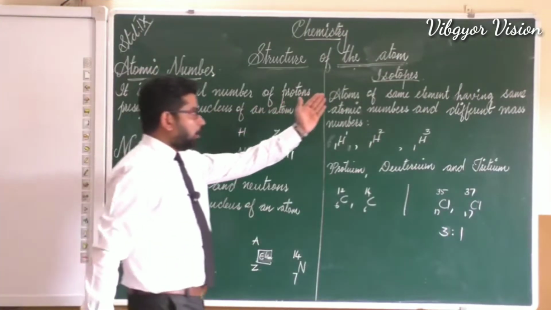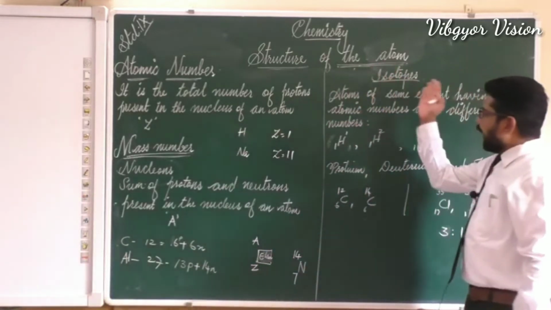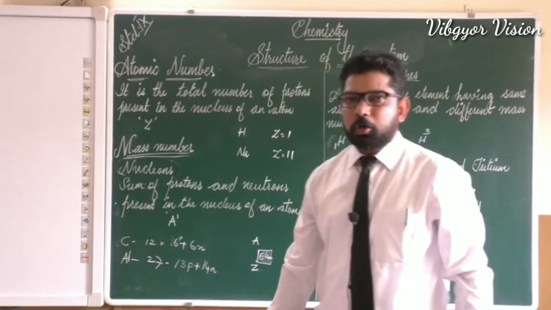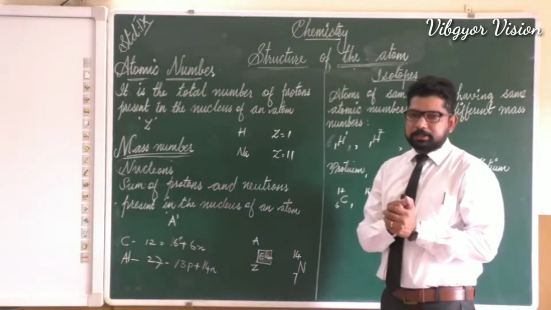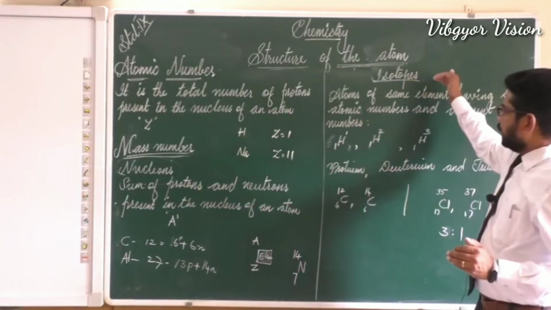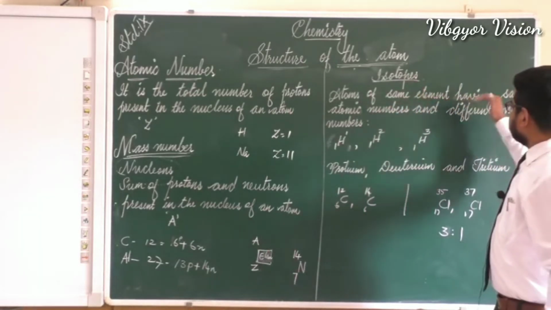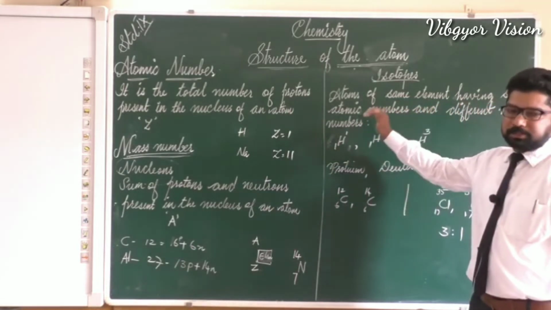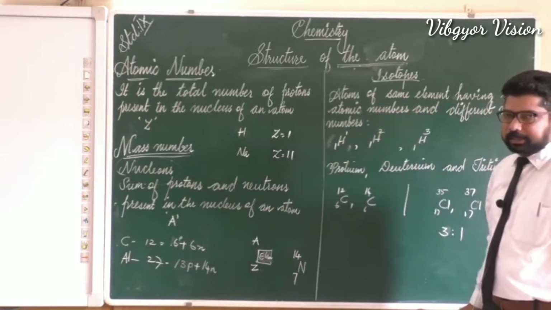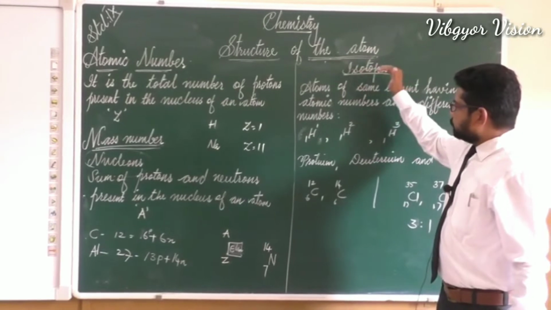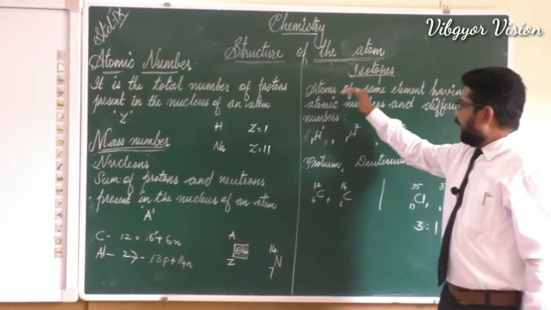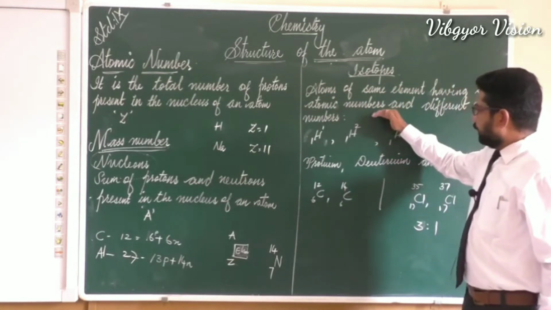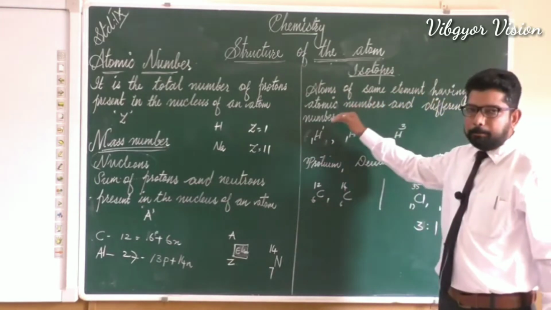Now we can learn our next topic, that is isotopes. What are isotopes? Isotopes are the atoms of the same element having the same atomic numbers and different mass numbers. Hope it is clear. So, what are isotopes? Isotopes are the atoms of the same element having the same atomic numbers and different mass numbers.